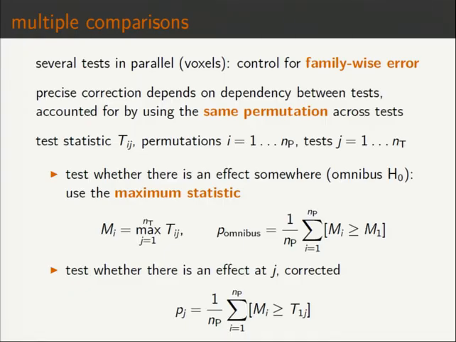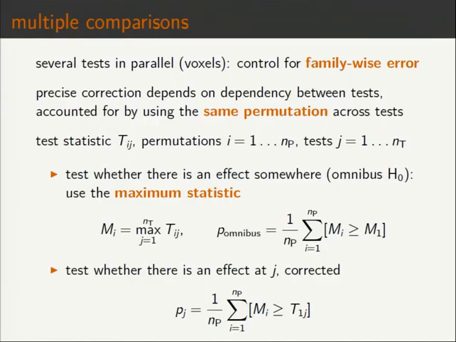So basically, we have a two-dimensional scheme. We have many different tests, we have many different permutations. We apply the same permutation across all tests, the second permutation across all tests, and then we can test whether there is an effect somewhere using the maximum statistic. What we do is we compute the maximum of all the test statistics in the different tests, separately for the different permutations. And then we can use this maximum statistic in the same way to compute a p-value for the null hypothesis that there is no effect anywhere.